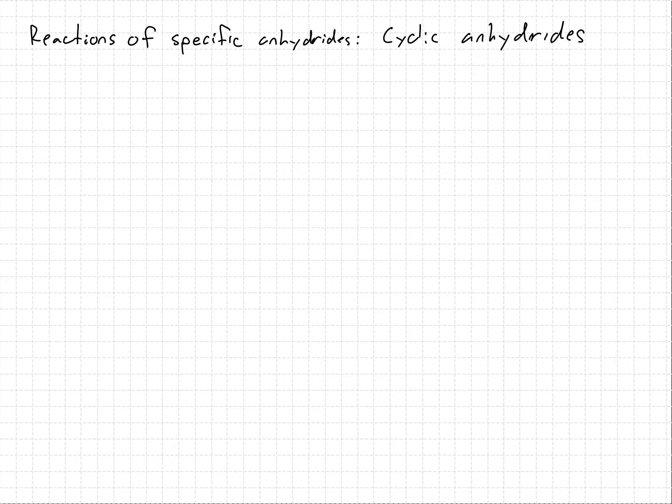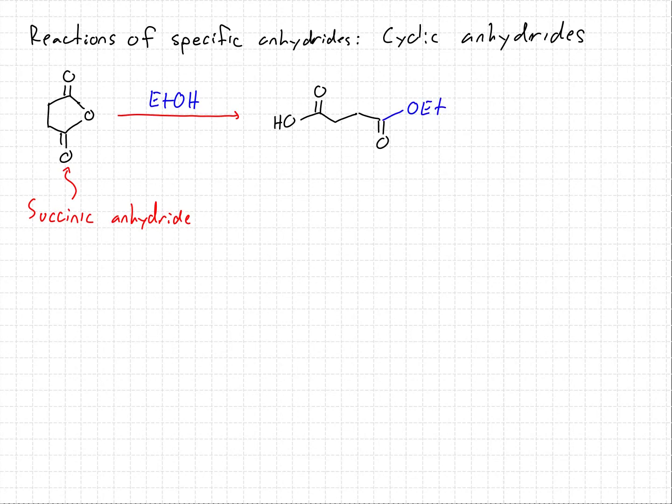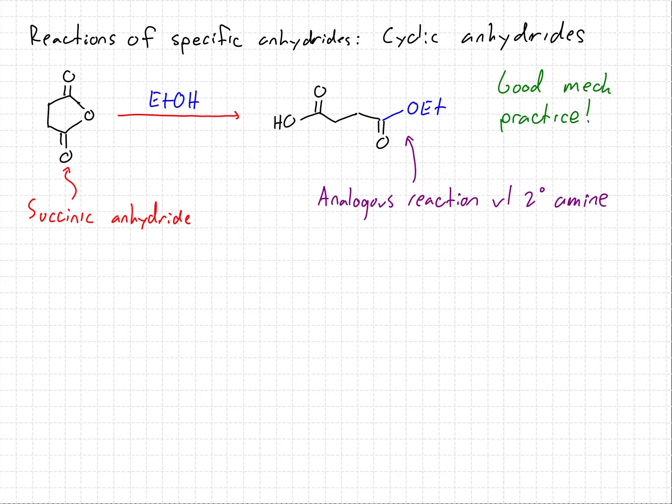Cyclic anhydrides react a little differently from their acyclic cousins, so their reactions are worth looking at in detail. If I take this anhydride here, which is succinic anhydride, and I treat it with an alcohol like ethanol, I'm going to open up the ring, producing an ester at one end and a carboxylic acid at the other. We can do an analogous reaction if we have a secondary amine to produce an amide and a carboxylic acid. This would be really great mechanistic practice to show the mechanism for a reaction like this.